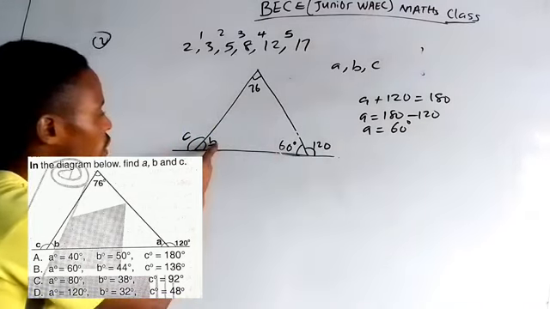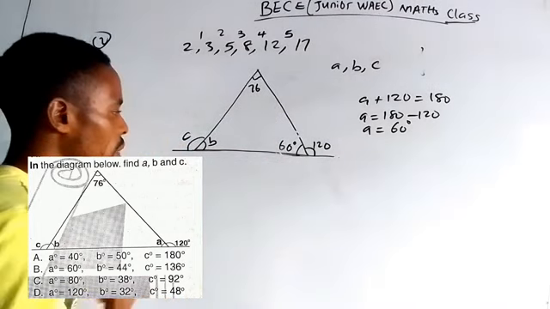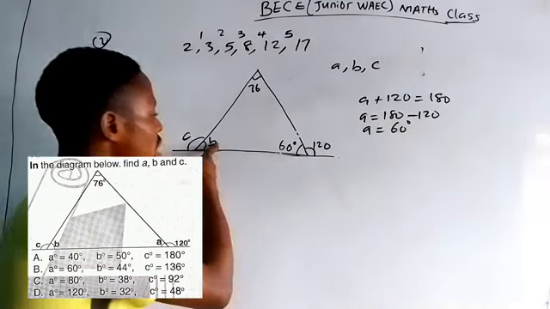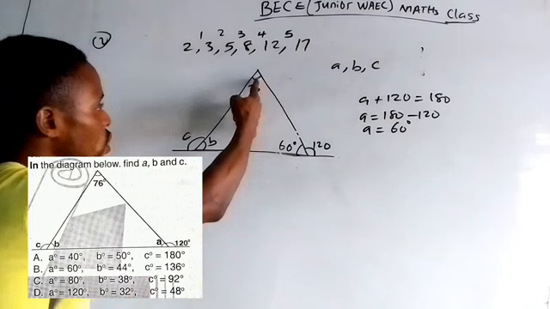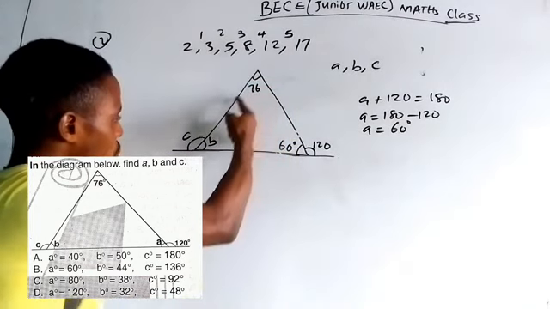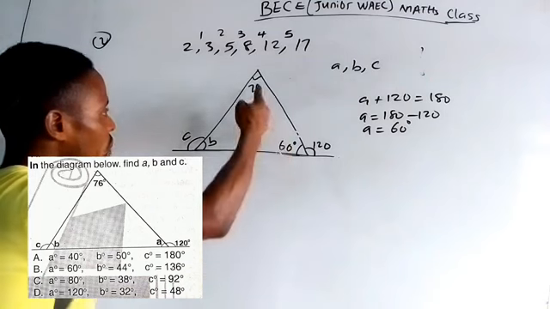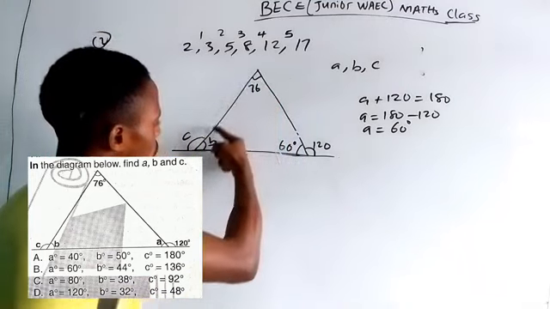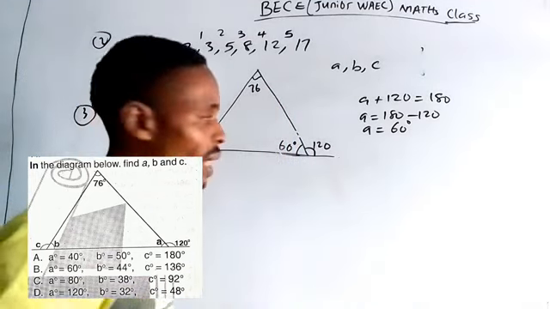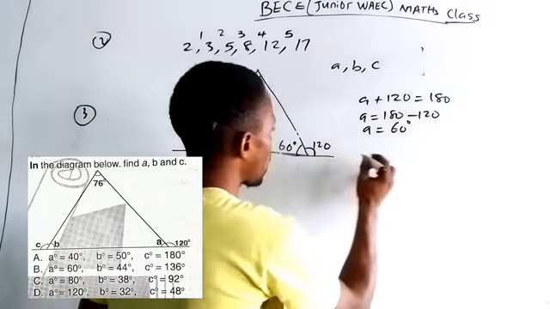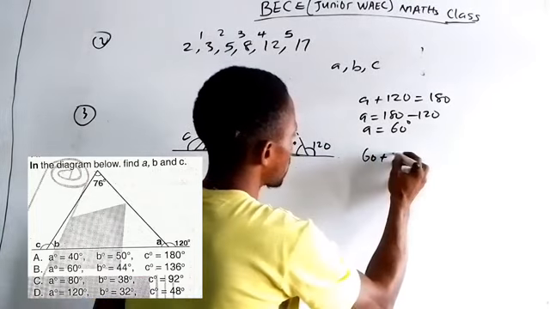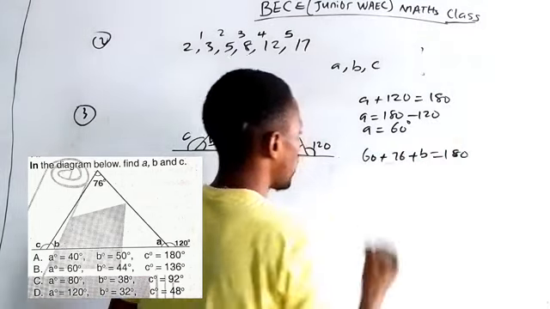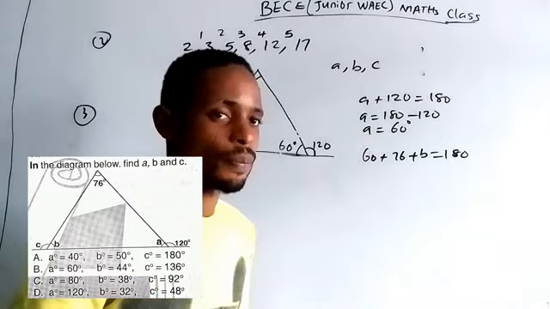So how do we get the value of B, and how do you get the value of C? Before you get the value of C, you have to find the value of B. You can easily get B by using the sum of the angles in a triangle. The sum of the angles of any triangle is always equal to 180. Therefore, the sum of this angle 60 plus angle 76 plus angle B is equal to 180. That is the sum of the angles in a triangle.